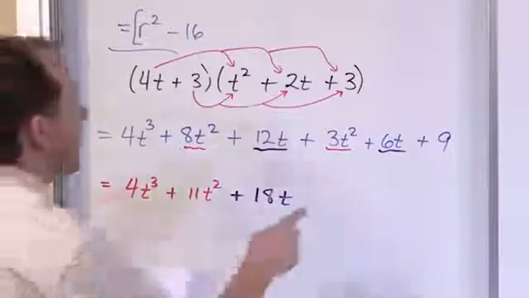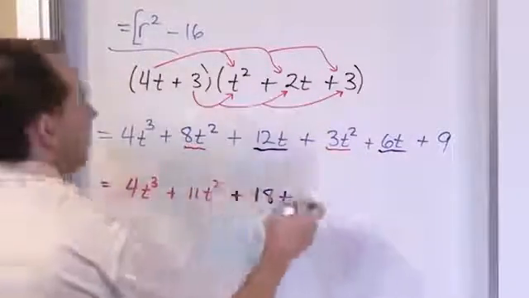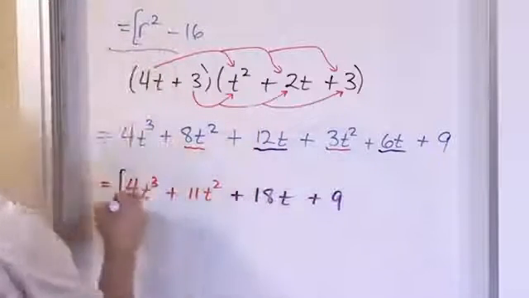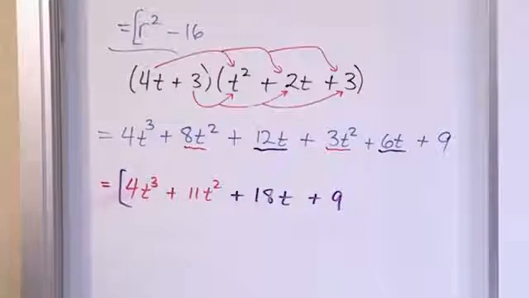Right, so those guys there. And then I just have a number. There are no other numbers here, so I just have plus 9 at the end. So the final answer is 4t cubed plus 11t squared plus 18t plus 9.